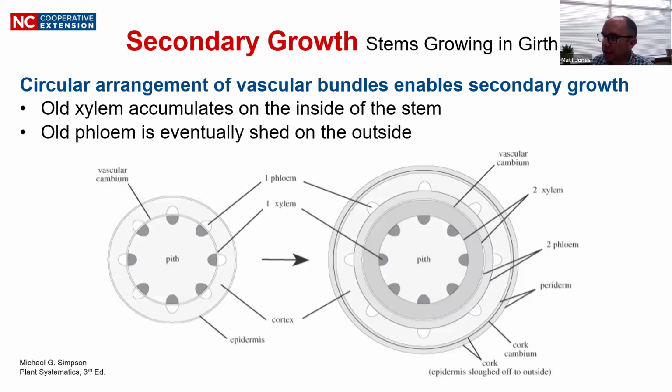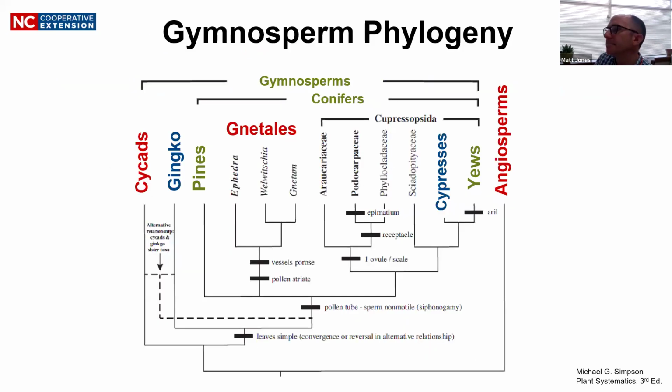In woody plants, which will do this for many years, the old xylem accumulates towards the center, and the old phloem is shed towards the outside. And we'll cover this more in the next lecture, but essentially that's how we get wood and bark, is through this secondary growth process. So only gymnosperms and most angiosperms can undergo secondary growth, not the ferns in the strict sense of secondary growth.